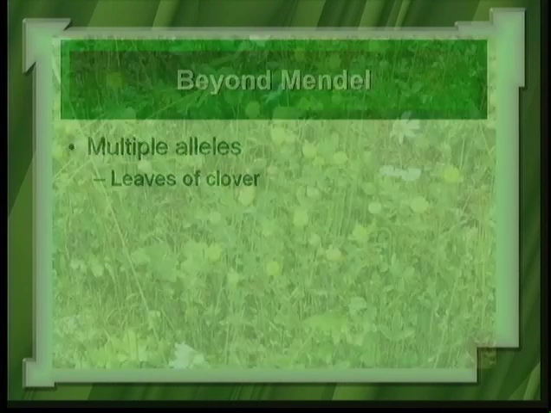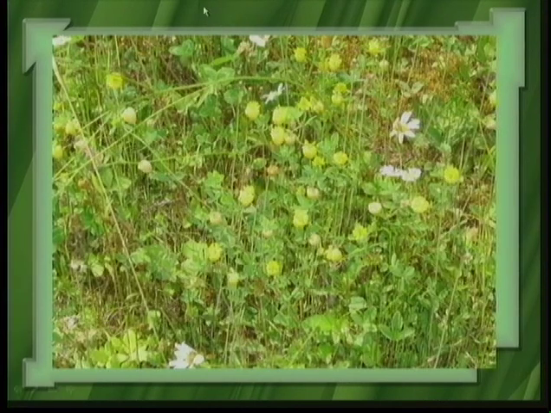Okay, leaves of clover. Here's some clover. You can see on some of these, you actually have these striations or markings on them. The presence or the absence of markings on clover leaves actually has to do with several different alleles.